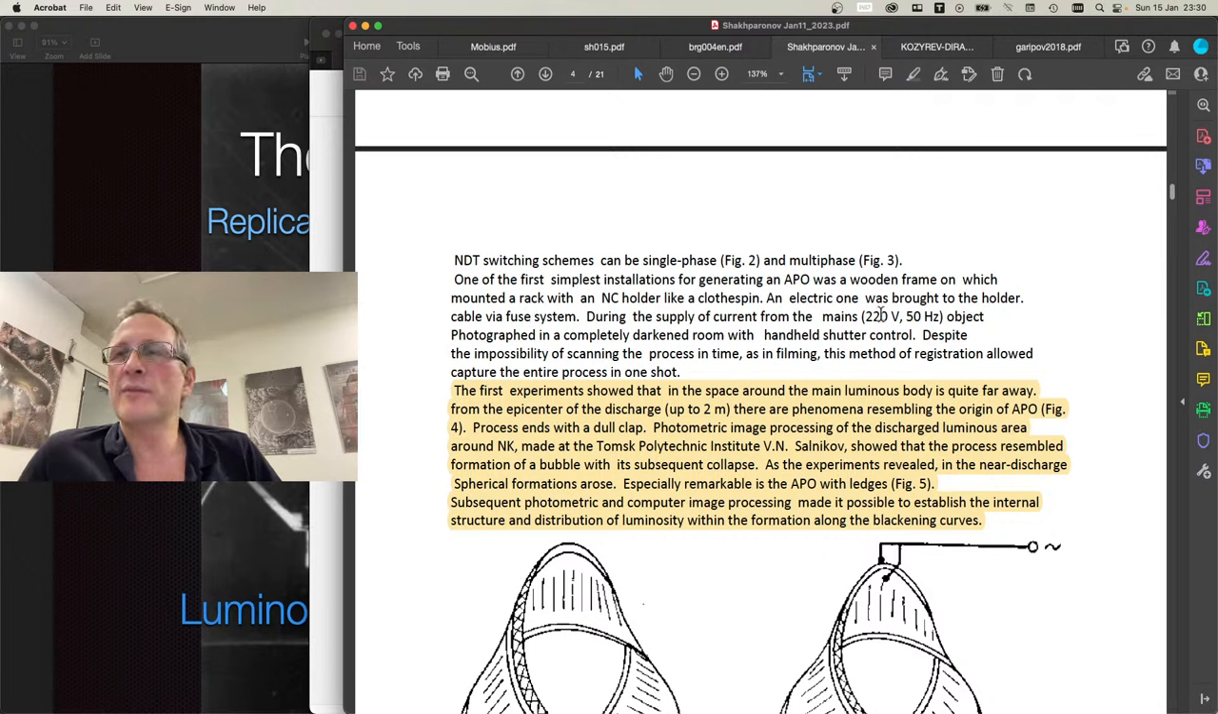During the supply of current from this high current but relatively low voltage and 50 hertz object, the object was photographed in a completely darkened room with handheld shutter control. Now, I would like to hope that at some point we can help Dave get to the point where he can start seeing these effects. But what they did is they typically put these in a dark room, and they used shutter control to capture the events, and they then tried to do some photo processing on the standard traditional wet film photography.